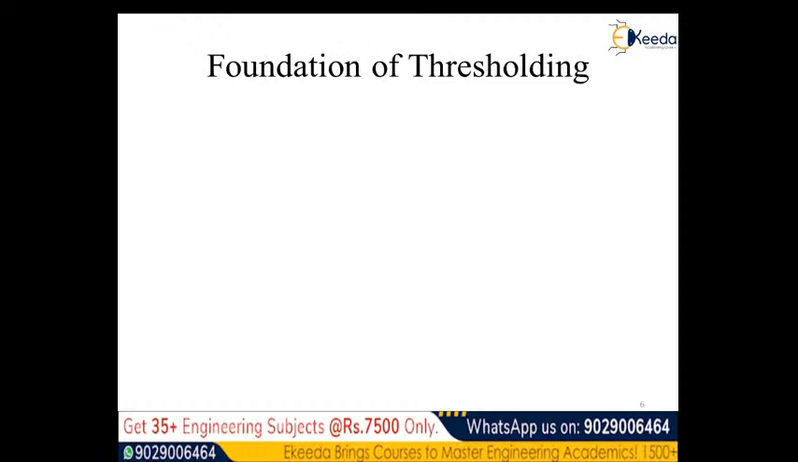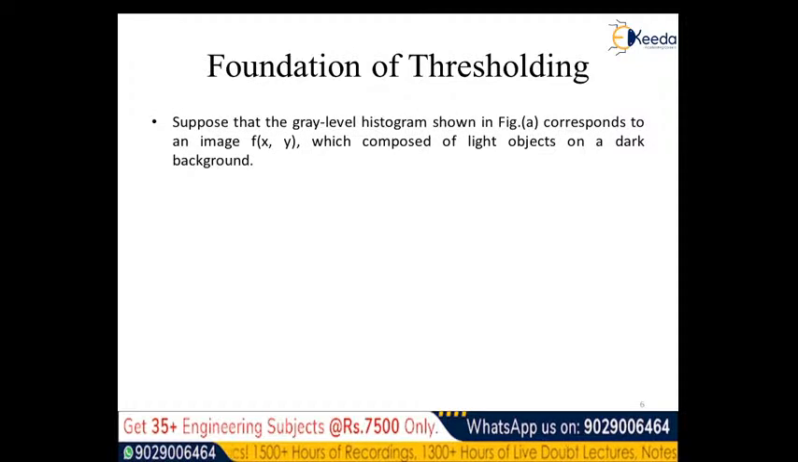If we have the image sample, as we have just done in the preceding problem, we can have the histogram for it. So the consideration is of a certain image, and based on the image we have the gray level histogram that we also visualize here. And the consideration is of course that the image is composed of light objects on a dark colored background. Now it is in such a way that the object and background pixels have gray levels grouped into two dominant modes.